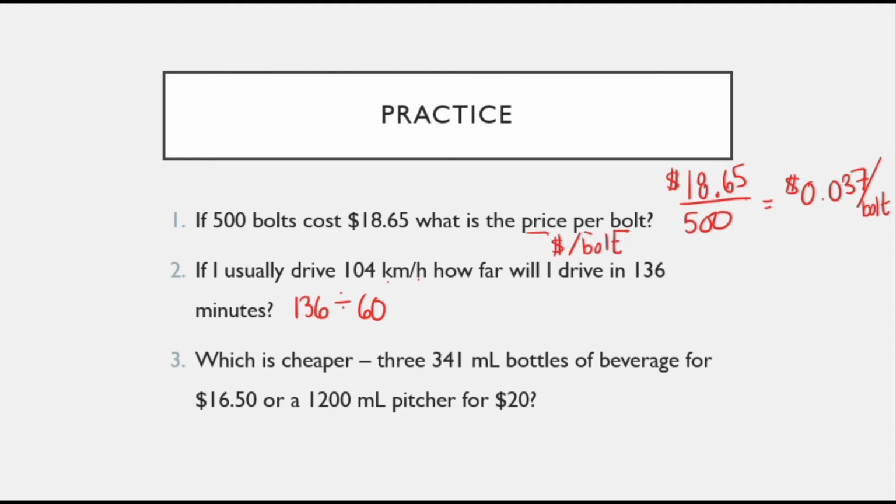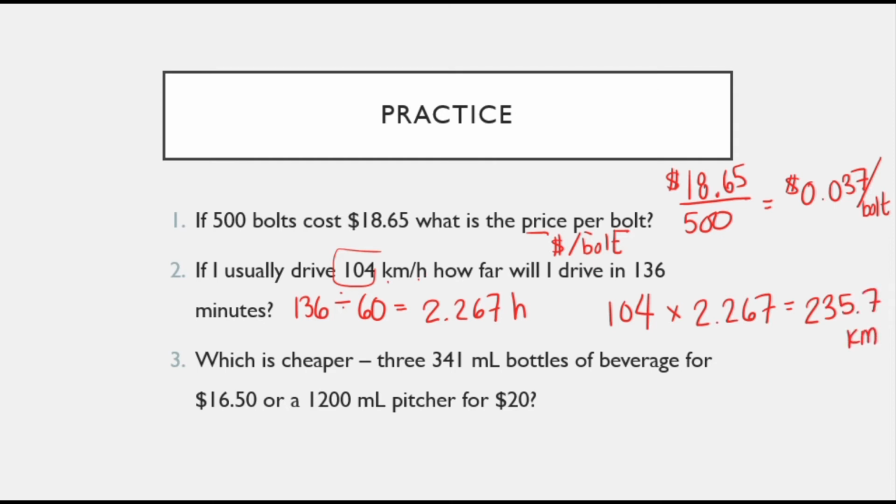That's kind of like a rate, isn't it? And we get 2.267 hours. Okay, so if we drove 104 kilometers in 1 hour, and we're going to look at how to set this up in the proportion section, but right now I'm just going to say, here we go. We're going to drive 235.7 kilometers.